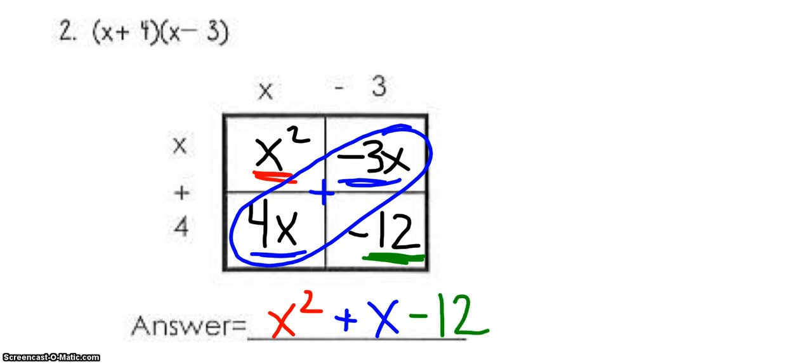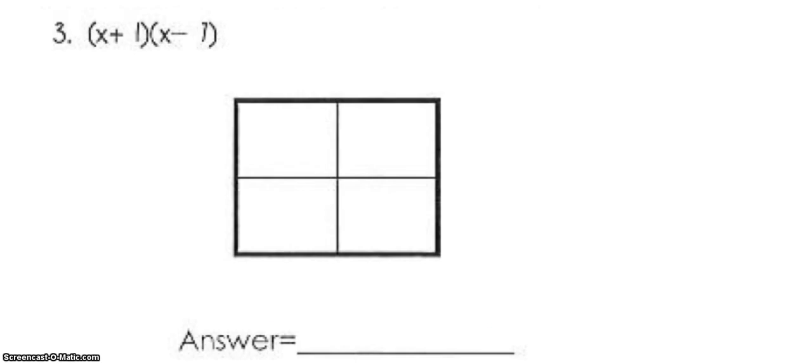That's it. So again, try this next problem on your own, and then pause the video, and then when you're ready, play the video to see the answer. And this is a minus 7 back here.